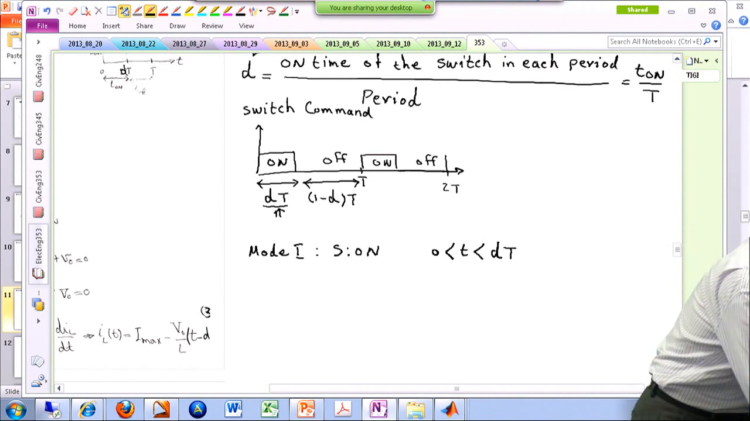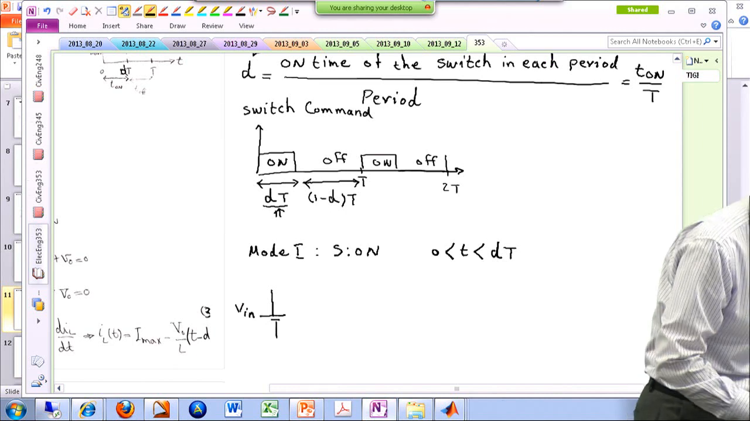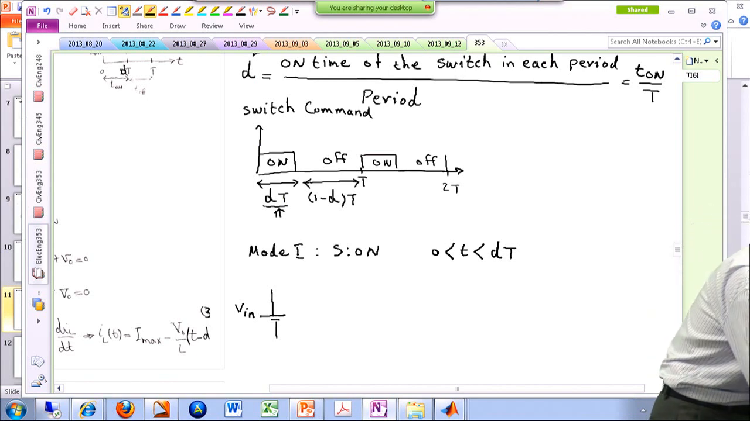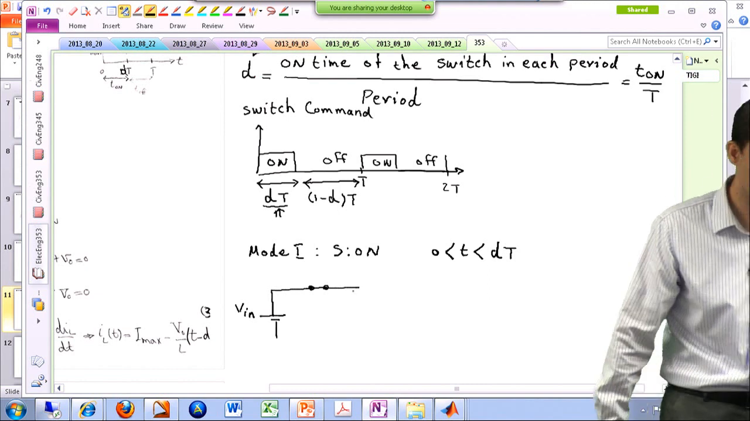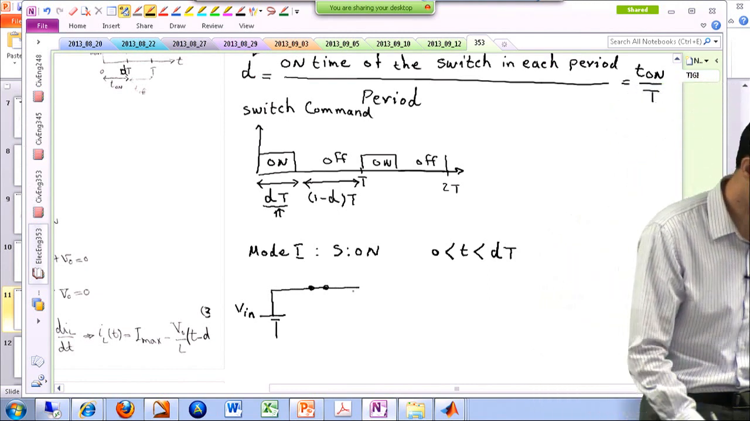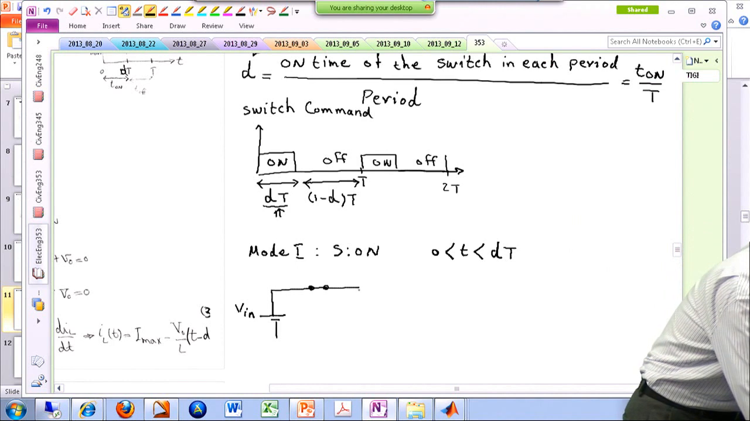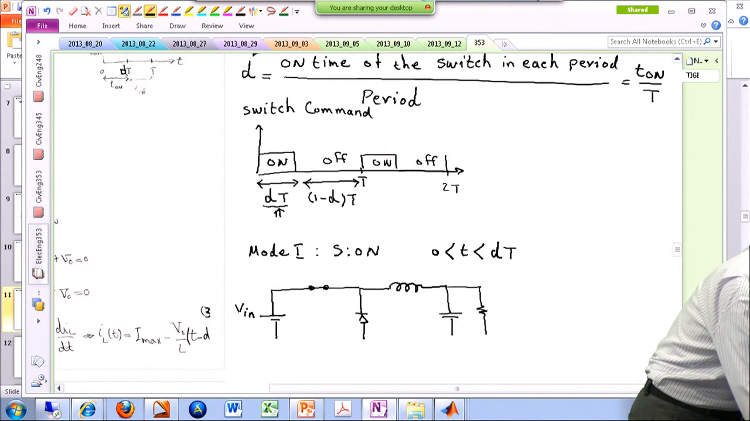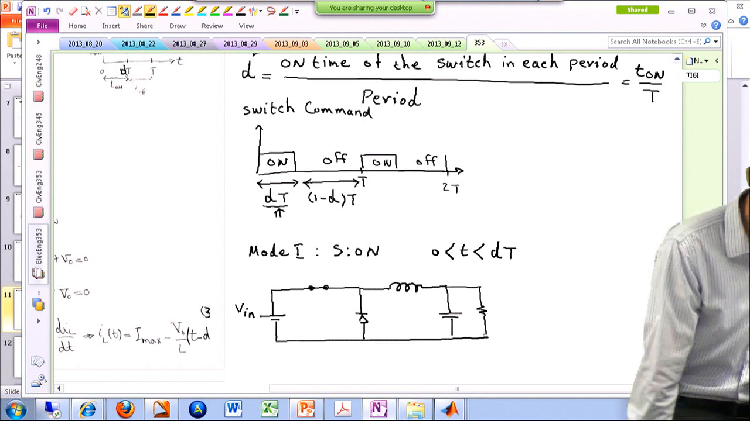And so let's look at the schematic. All right, this is the input voltage. It's a DC source. The switch is turned on, so I just replace it with a short circuit. I don't know what's happening to the diode, so I just draw it as a diode, and then the rest of the system. All right, something like this.